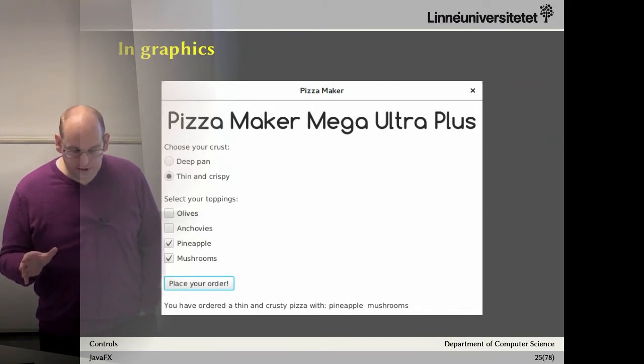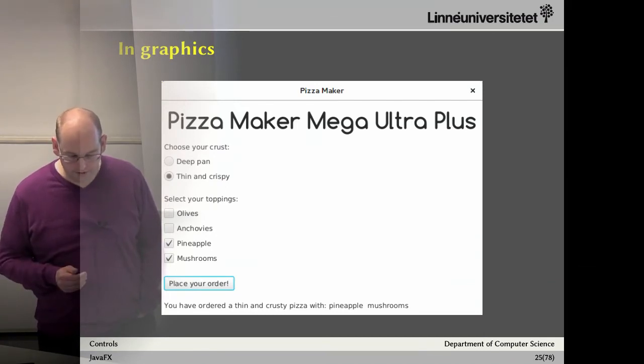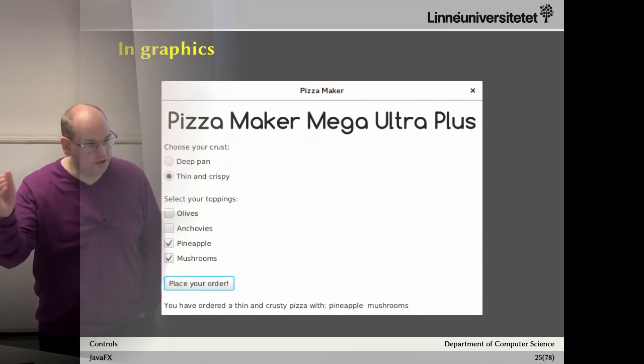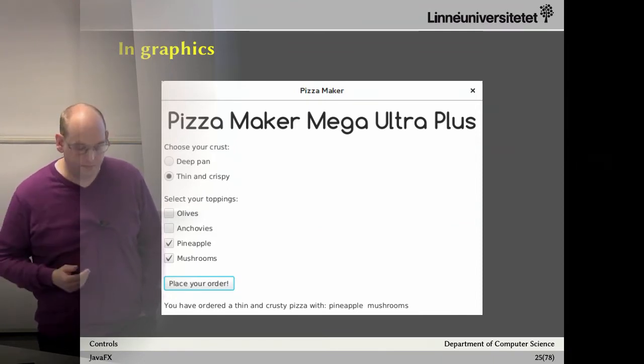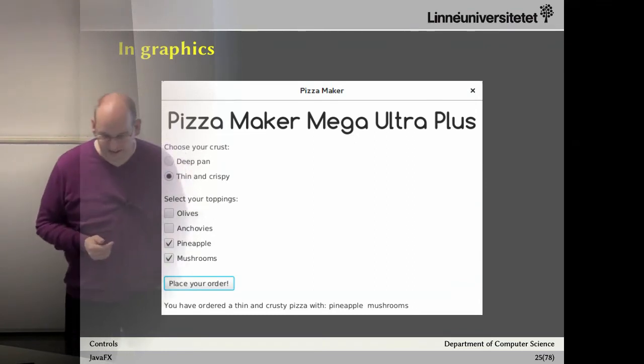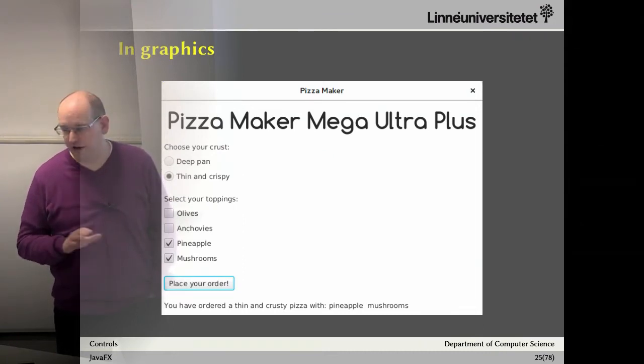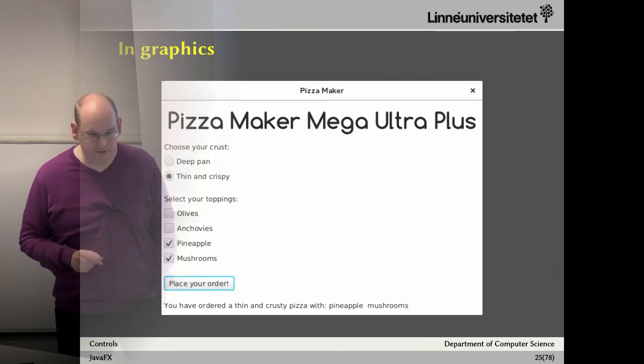On top we see that you decide your crust, deep pan or thin and crispy. And then you select your toppings. The first one uses radio buttons, because you can only take either or, one of them. But with toppings, you could select olives and anchovies, but that's wrong, because only pineapples and mushrooms are any good. But possibly you could put something for olives as well.